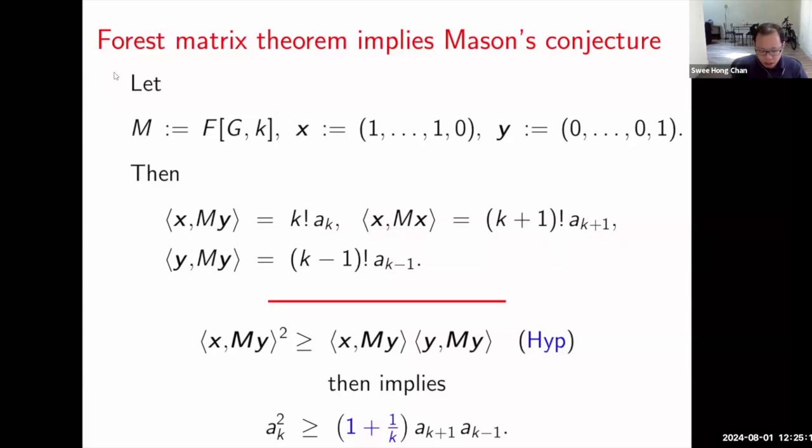By the same reasoning, XMY becomes K factorial times AK, and YMY is equal to K minus 1 factorial times AK minus 1. Now you plug in the hyperbolic property, the factorials all cancel, and that is the reason behind the constant 1 plus 1 over K. So in hindsight, the fact that this, and many other log-concave inequalities, have this constant 1 plus 1 over K suggests that you should look at things as words, not just as sets.